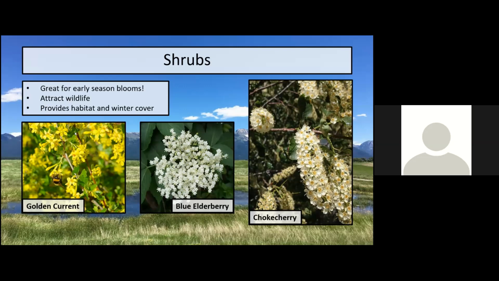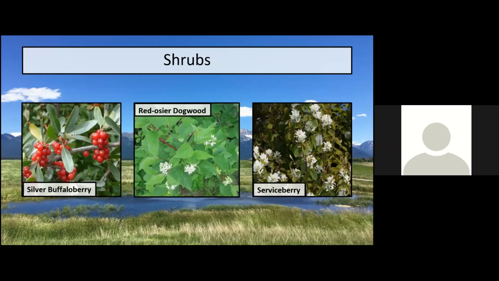And then there's elderberry and chokecherry. Elderberry and chokecherry both can spread from suckers, so from like the roots. So look into the plants that you want to plant, whether there are things that you want to manage or if you want spreading species or not. And then I have silver buffaloberry. This can form dense thickets and is very drought tolerant.